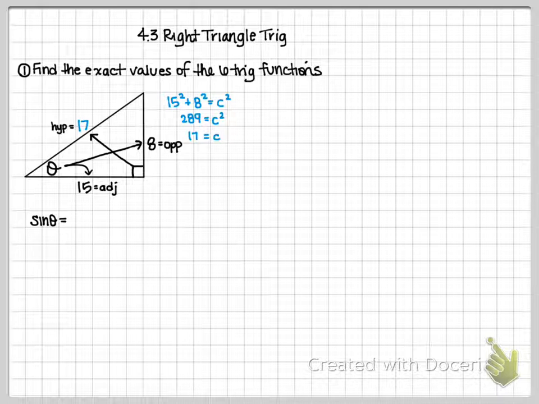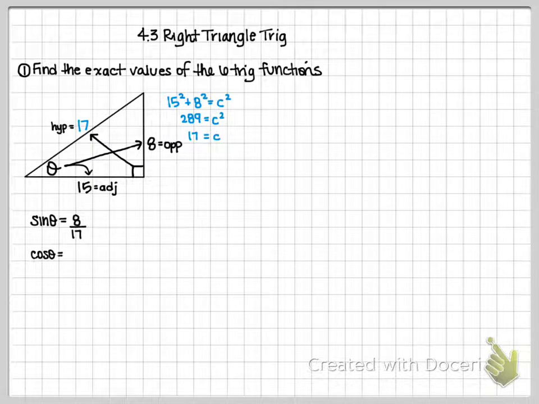So sine is going to be opposite over hypotenuse, which is going to be 8 over 17. If that fraction could be simplified, you are required to do so. Please don't turn it into a decimal, though. We do want the exact values here. So there's our sine. Let's move on to our cosine.